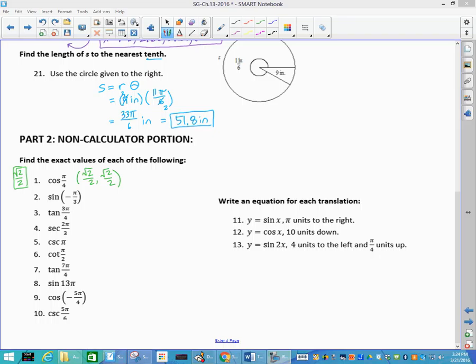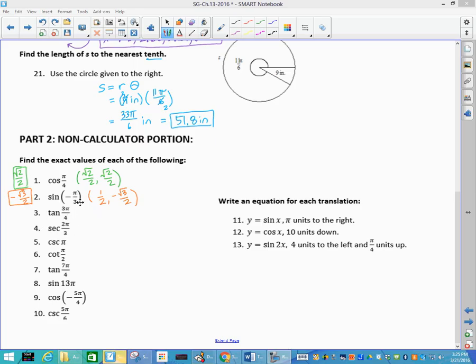All right, the sine of negative pi over 3. Negative pi over 3 is in the fourth quadrant, and the coordinates at that point are 1/2, comma, negative square root of 3 over 2. Sine refers to the y coordinate, so this answer is negative square root of 3 over 2.